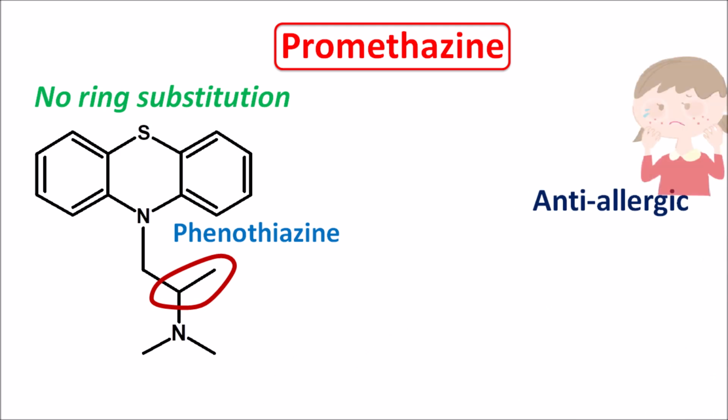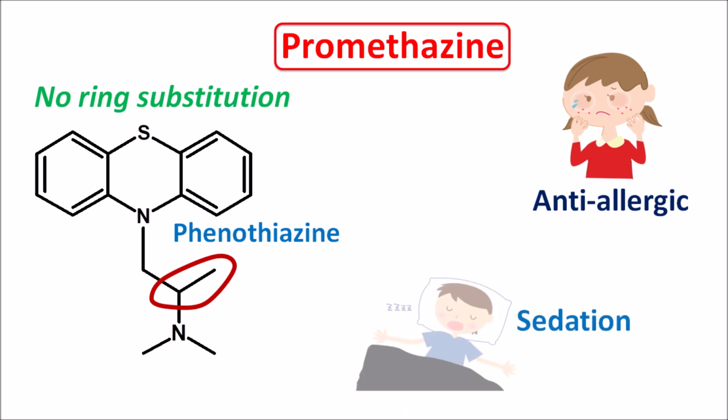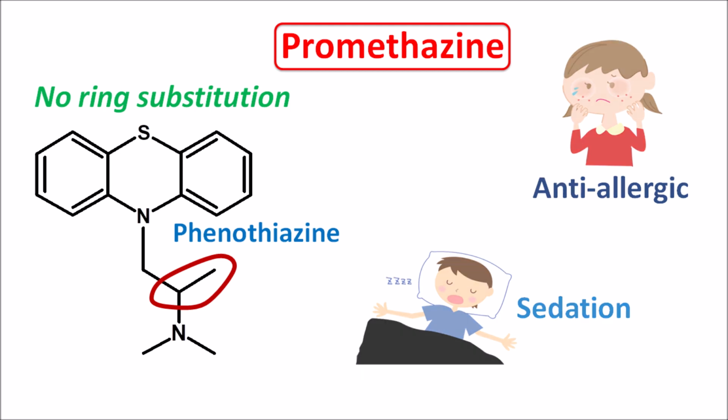Similarly, this drug can also be used as an anti-allergic substance. Since this drug acts as an antihistaminergic agent, this drug can reduce the allergic response. So promethazine can be classified as an anti-allergic substance. Since this drug acts on histamine receptors as well as dopaminergic receptors, it can produce some sedation. So this drug can also be used to induce the sedation before the surgery. For all these purposes, promethazine can be used.